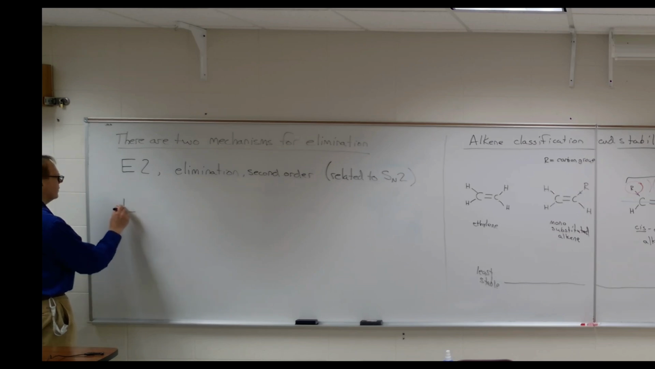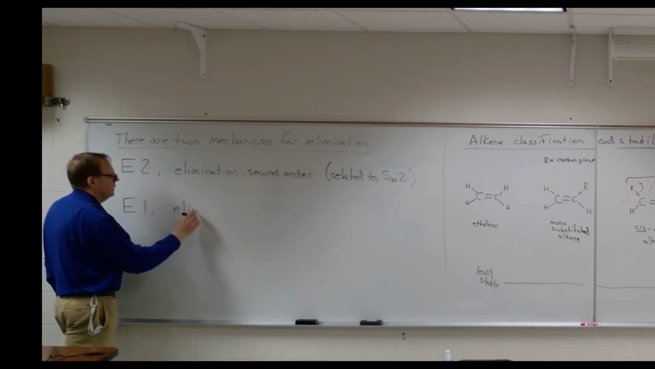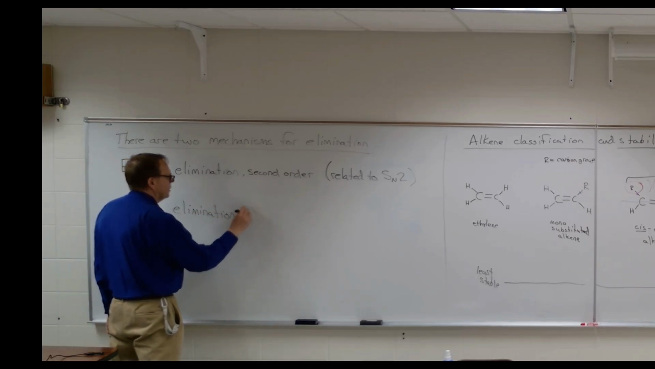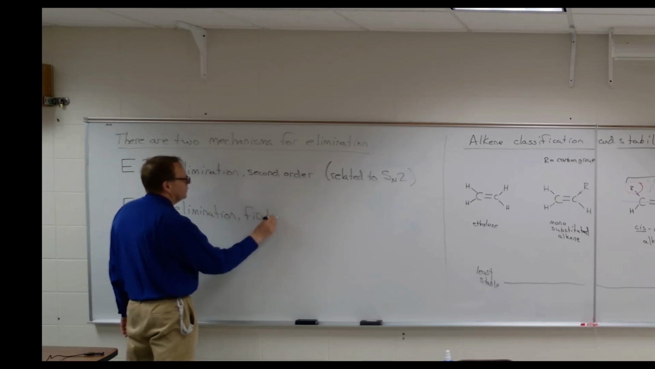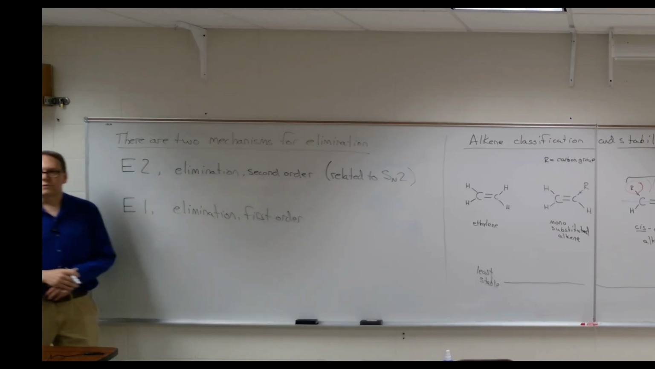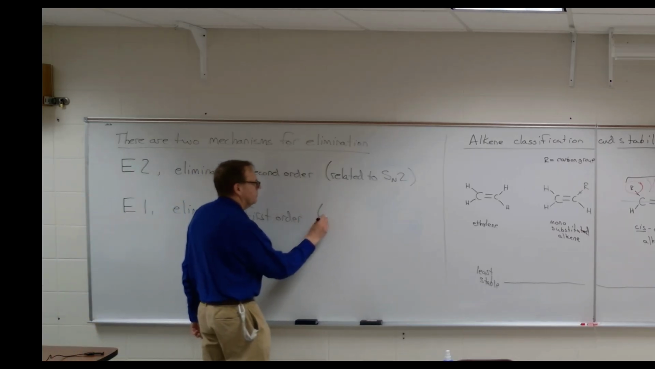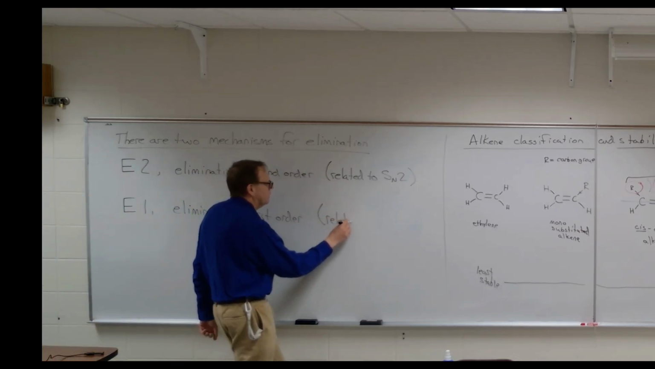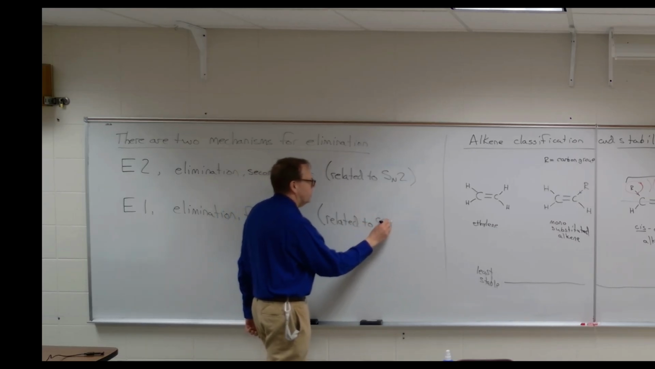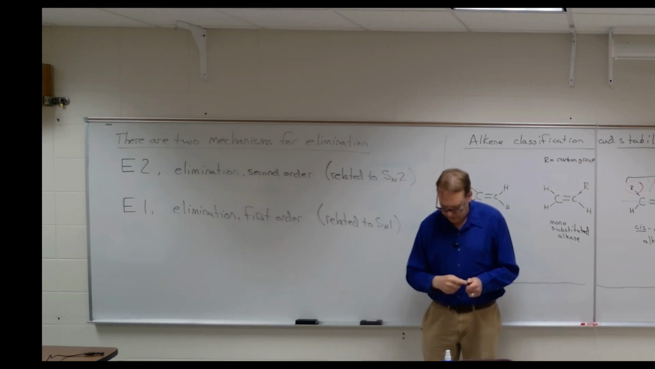E1 is the other mechanism that we're going to look at. This stands for elimination, first order, or unimolecular. And this is where there's only one species that's present in the rate determining step in the rate law. And this one's related to SN1. Very closely related, actually. They share the first step. So they're going to be very tightly connected.